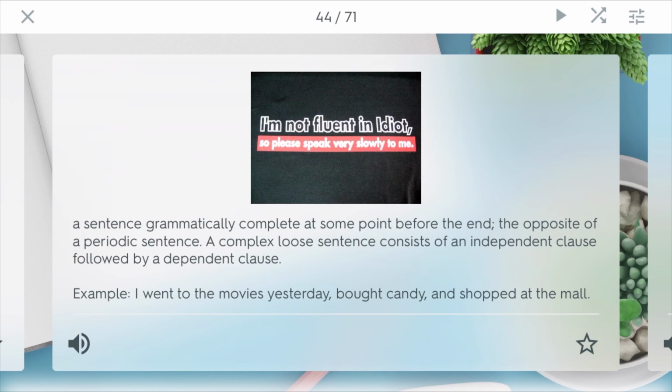A loose sentence is a sentence that's grammatically complete at some point before the end. It's the opposite of a periodic sentence. A complex loose sentence consists of an independent clause followed by a dependent clause. Example: I went to the movies yesterday, bought candy, and shopped at the mall. As you can see, the sentence is complete before the end, although it is complete at the end as well.